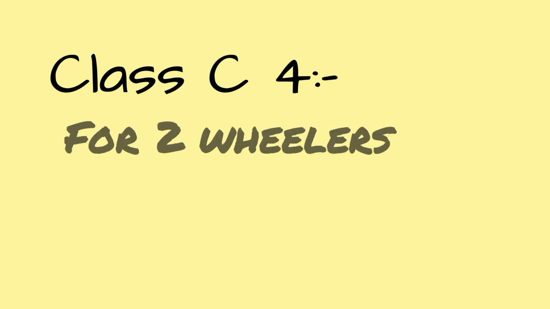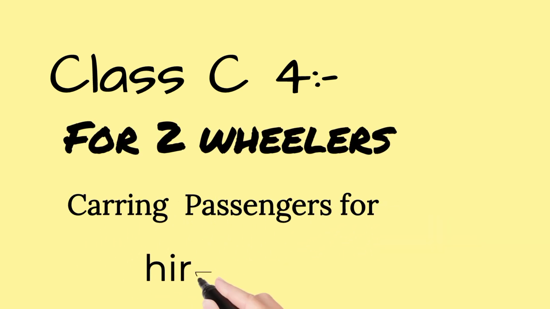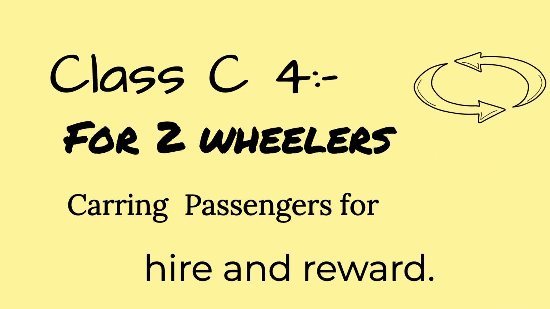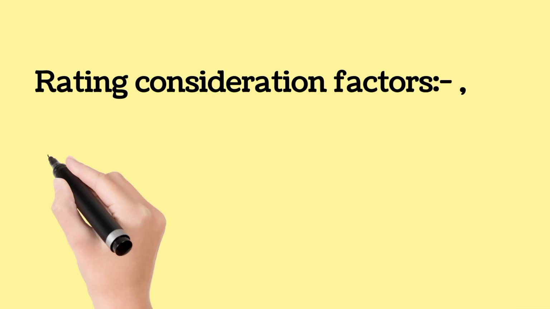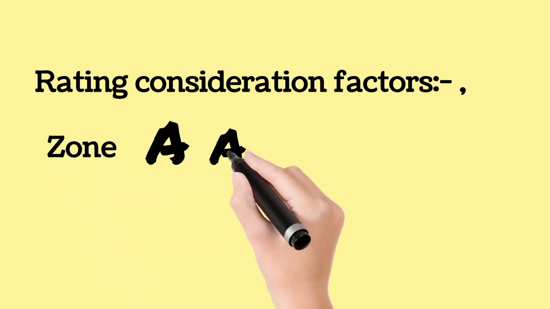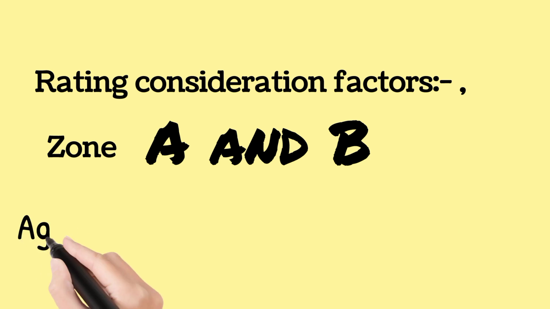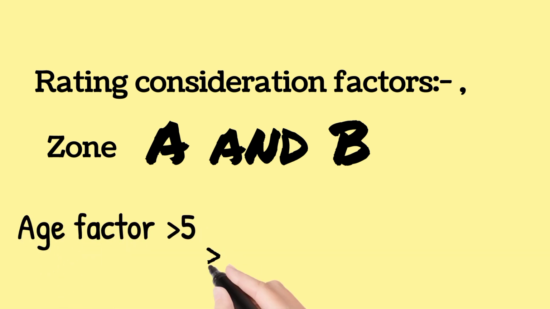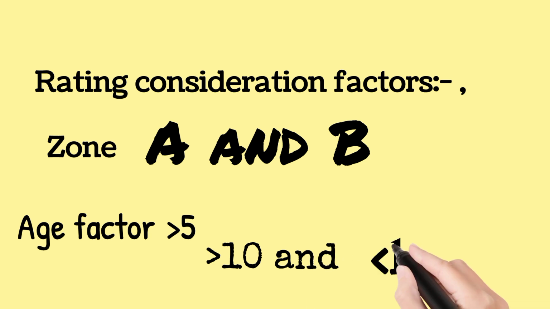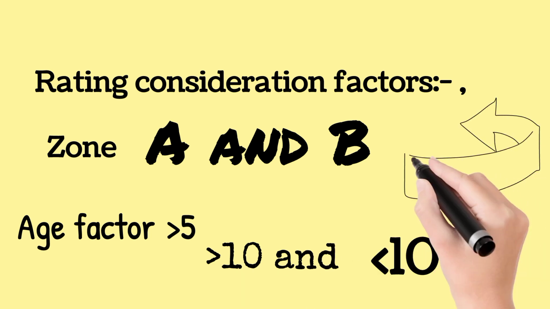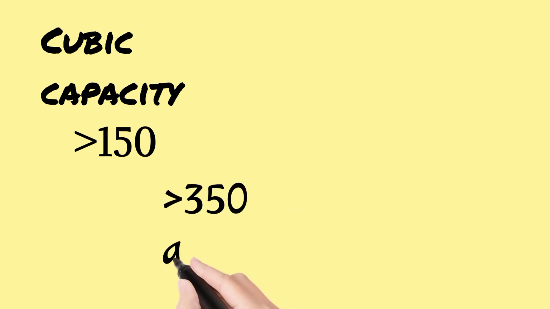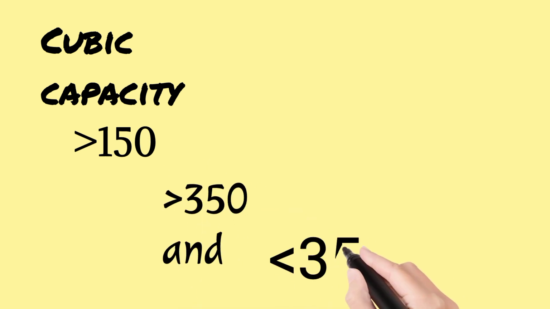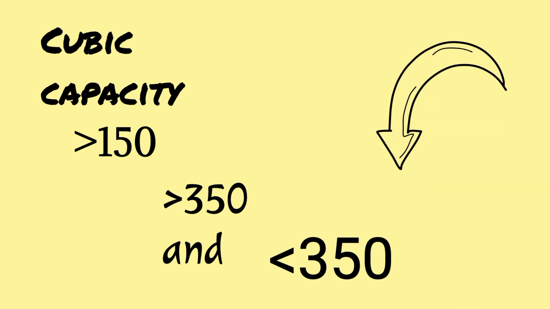Class C4 for 2-wheelers carrying passenger for hire and reward. Rating consideration factors zone A and B. Age factor up to 5, up to 10, more than 10. Cubic capacity up to 150, up to 350 and more than 350.